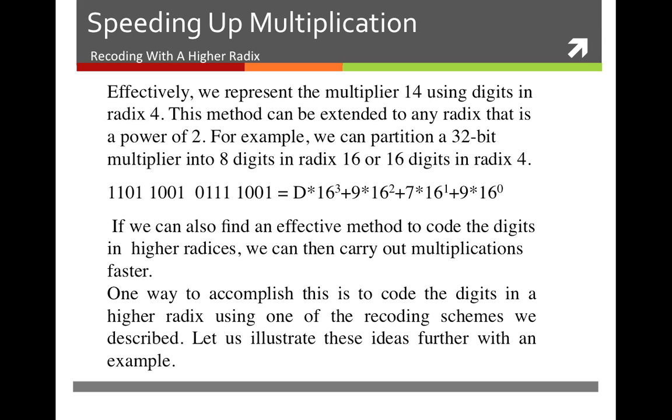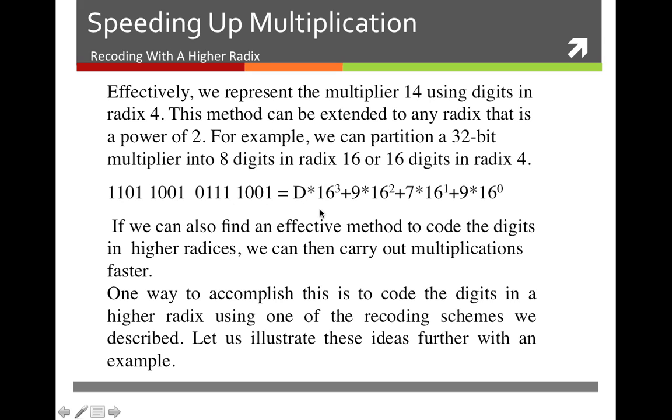So this could be done for any radix, and this shows, in fact, how we can do this in radix 16. Effectively, what we're doing here is we're taking some number like this, and then we write this as basically D, and then 9, and then 7, and then 9 again. These are the hexadecimal digits that we express it in.